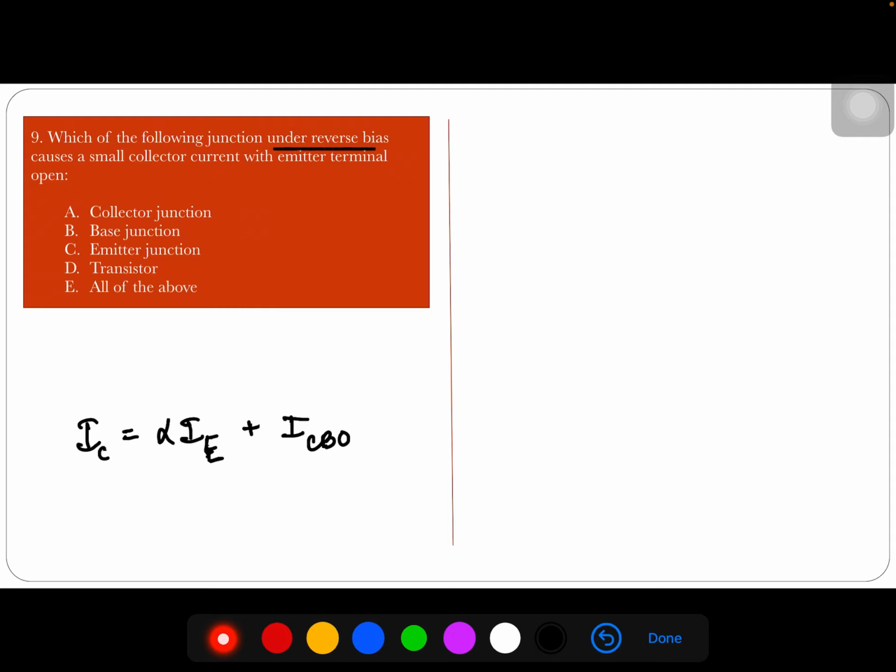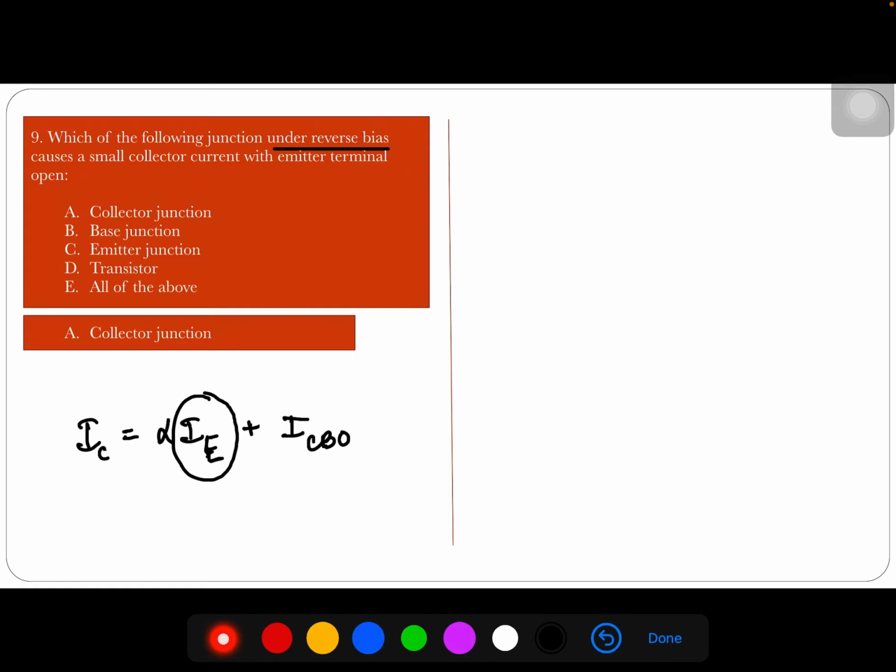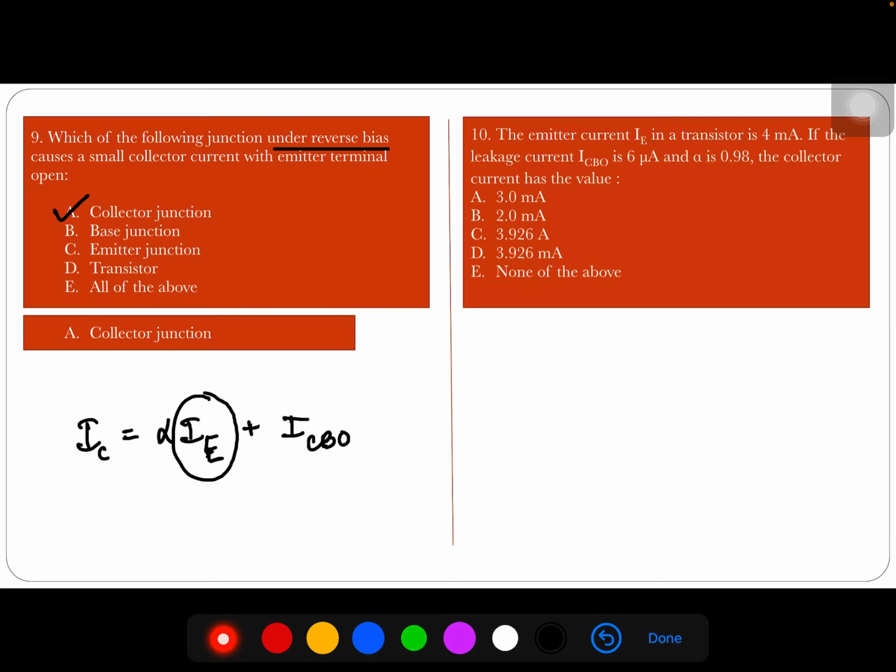So again, read the question. You are asked the junction which is under reverse bias that causes a small collector current with emitter terminal open. When you open the emitter terminal, IE will be 0, and IC will be equal to a small collector current or small leakage current. So it is the collector junction. Correct option is A. Next question.